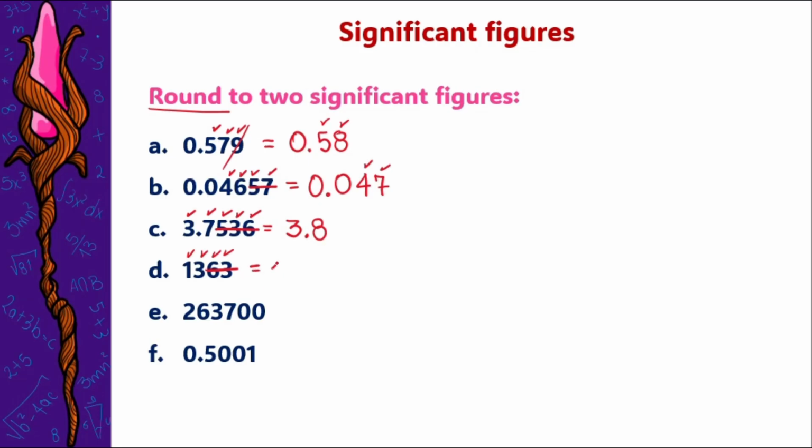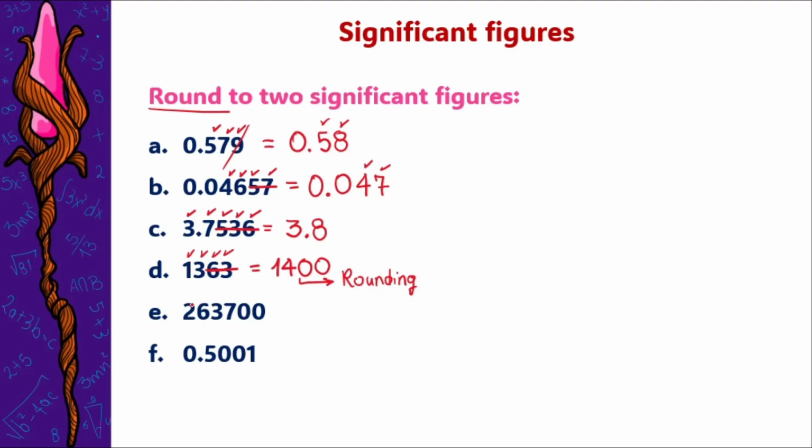So again, it would be 1. The next one is a 6, so this one goes to 4. But we cannot leave it just like that, 14, because that number would be very far away from the actual number. So we just need to fill with zeros. These zeros are not significant in this case, guys, because they come from a rounding.